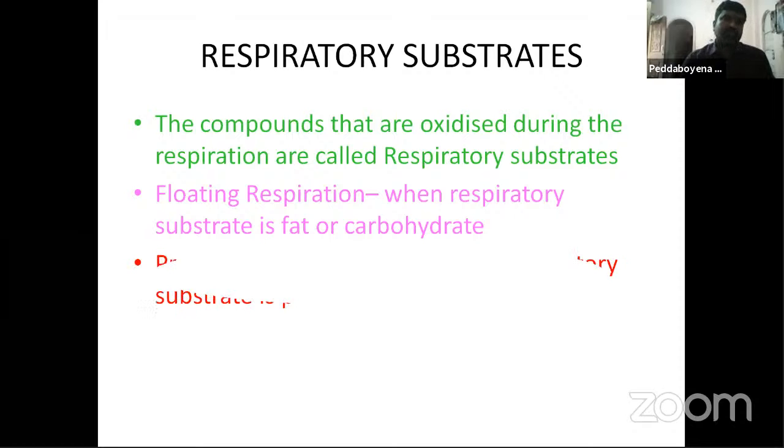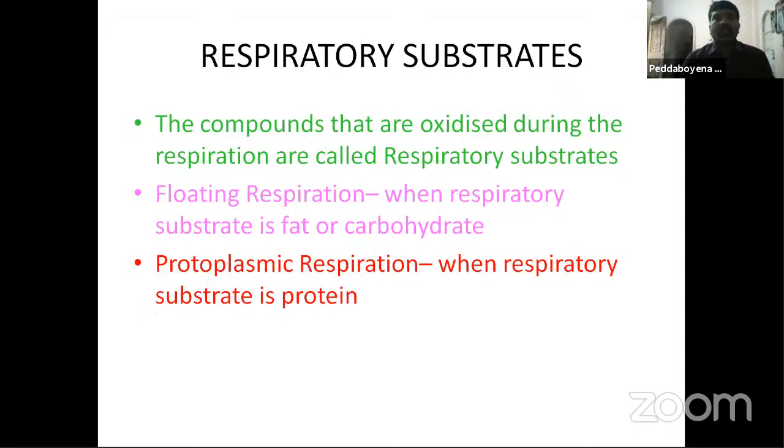In this next one, protoplasmic respiration. Protoplasmic respiration means when the respiratory substrate is protein. In the first one, floating respiration, the respiratory substrate is fat or carbohydrates. And protoplasmic respiration is when the respiratory substrate is protein.